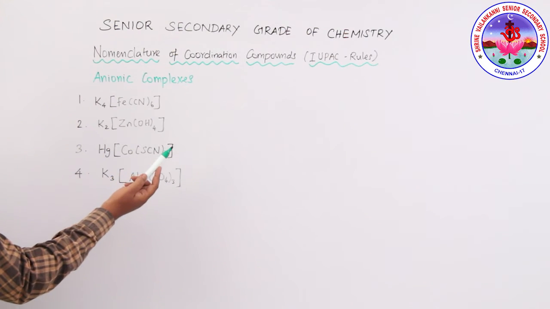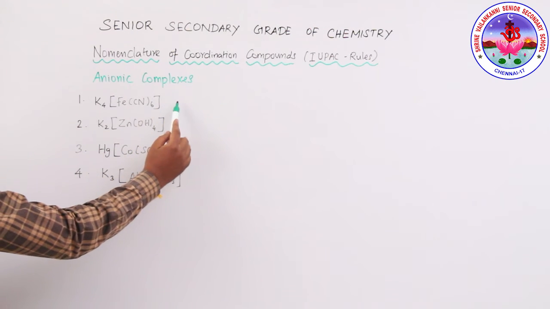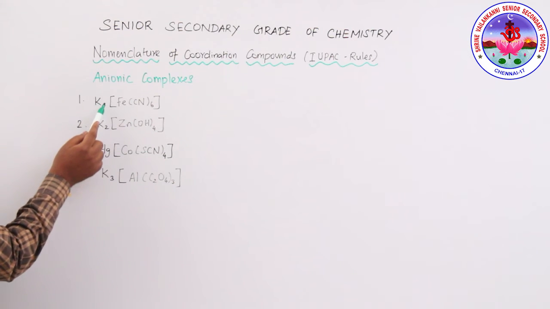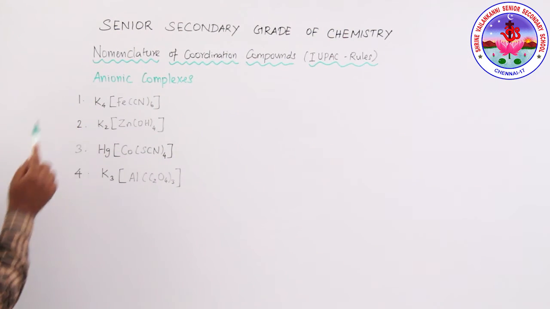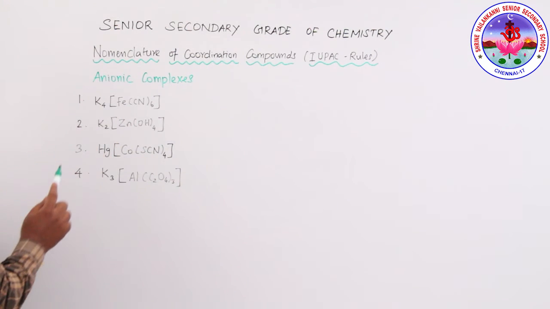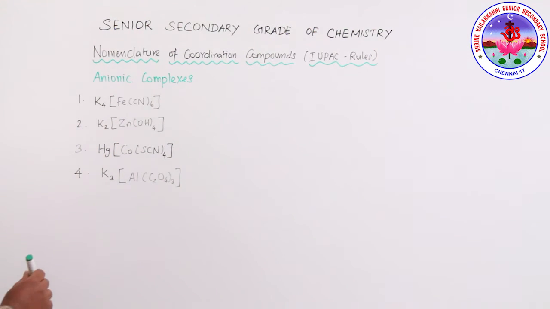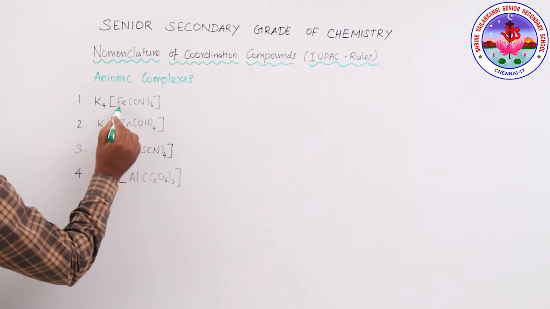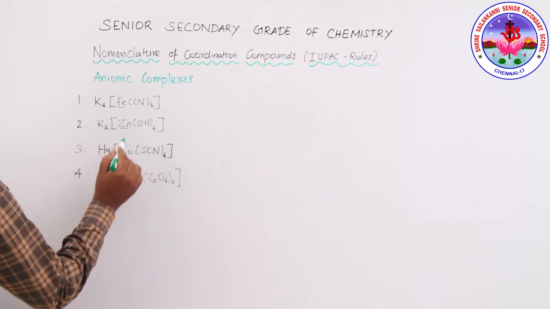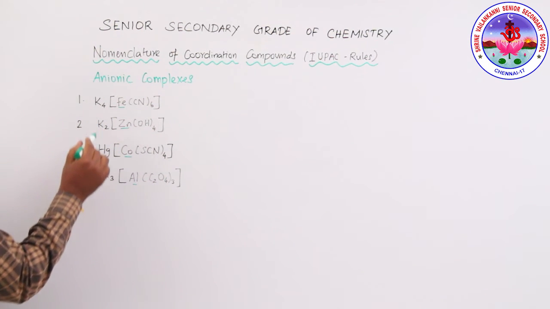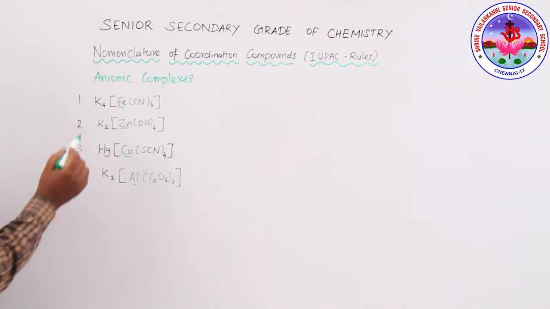In a cationic complex, we have seen the counter ions are present on the right-hand side. Here, in the anionic complex, the metal ion is present on the left-hand side, that is, inside the square bracket. Now you have to find the oxidation number of the central metal atom. This is the central metal atom. This is not a central atom, this is a counter ion.